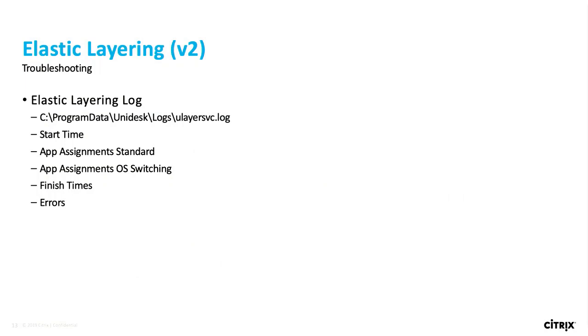Okay. Next thing to talk about is troubleshooting, right? And this, I'd say on the forums that I answer questions on, is probably one of the top things that there are questions on. My elastic layering isn't working properly, why isn't it working? The biggest thing here is to go into the ProgramData Unidesk logs folder. There's a log file in there that has incredible nitty-gritty detail about what elastic layering is doing. You'll see things like the login time of the user, the mount time of all the apps, whether it mounts an app or doesn't, or skips an app, and finish times, any errors.